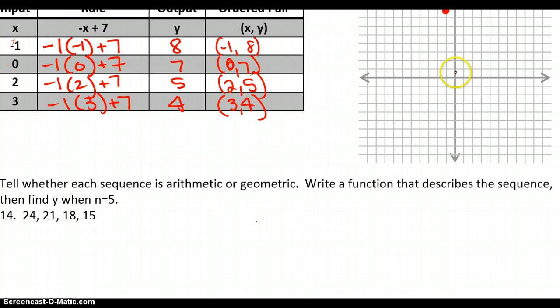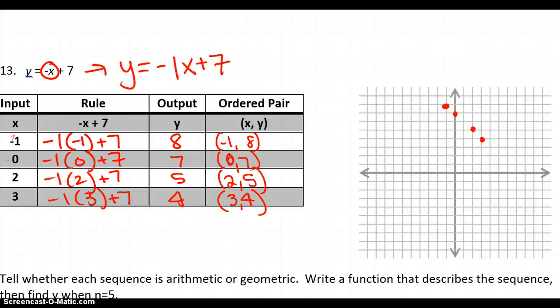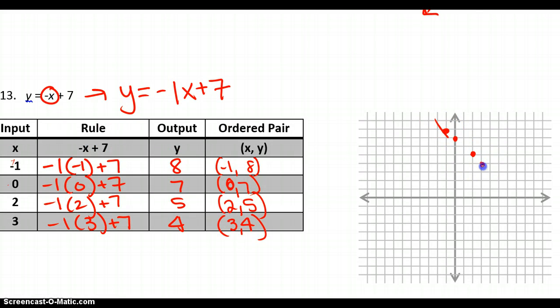And then 0, 7, 2, 5, and 3, 4. Make sure you draw your line with your arrows on each side.